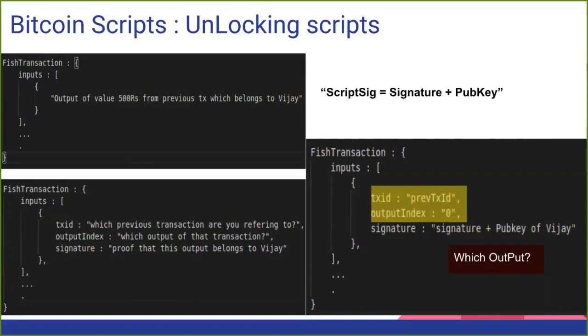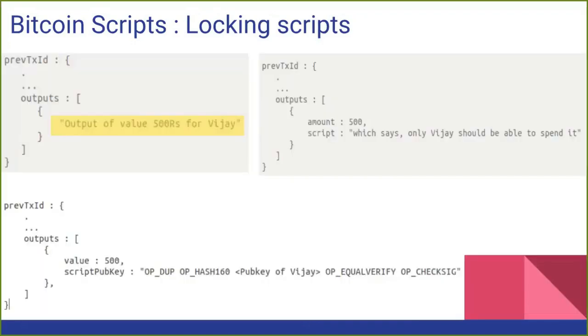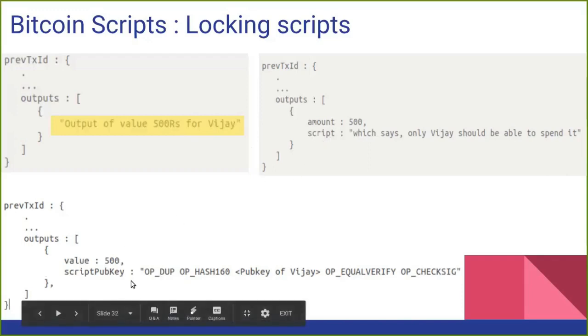But which output am I talking about? There must be some other output where he must have got 500 rupees from someone, right? Now this output I can write in the form of amount and script, which again I can write like this. This is just a recap of the previous thing.